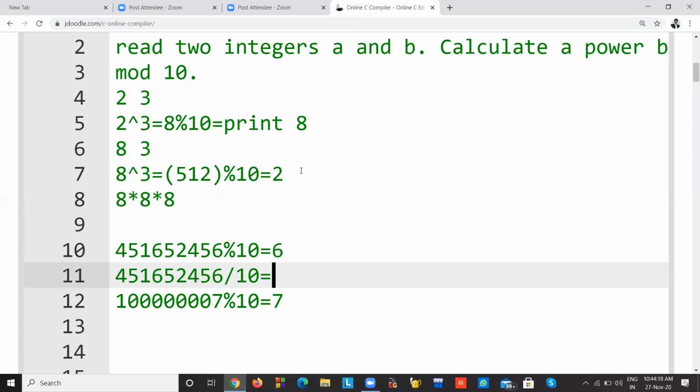Now what is the question? What is the question? Again you guys went to sleep mode.